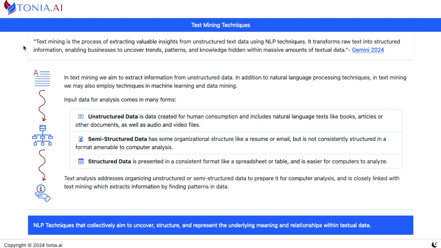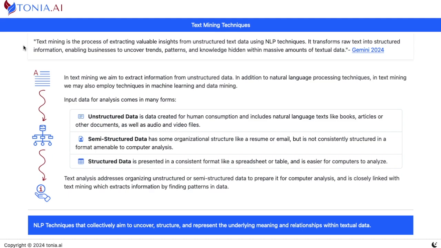When we think about structured data, this is data that is presented in a consistent format like a spreadsheet or a table. These are easier for computers to analyze. Structured data would be something like a CSV file or a spreadsheet or a database. That data can be analyzed using data mining techniques.